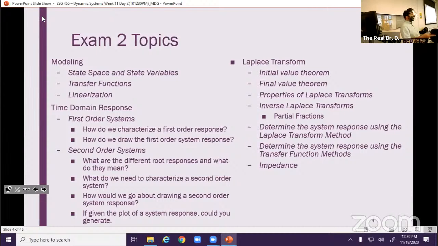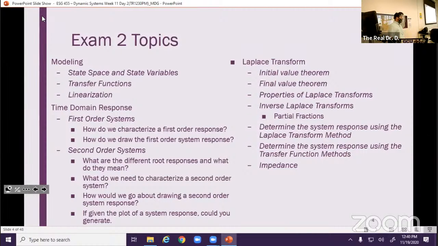But for the transfer function method, we assume zero initial conditions regardless of what we're told. So even if you're given, say, x of 0 is 5 and x dot is 0, you ignore it. You use zeros for the transfer function.